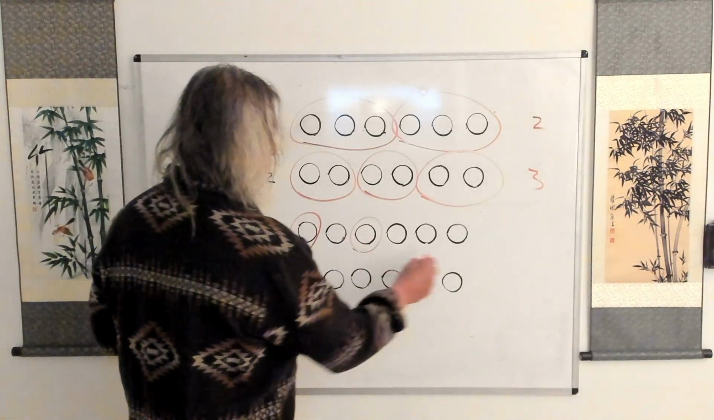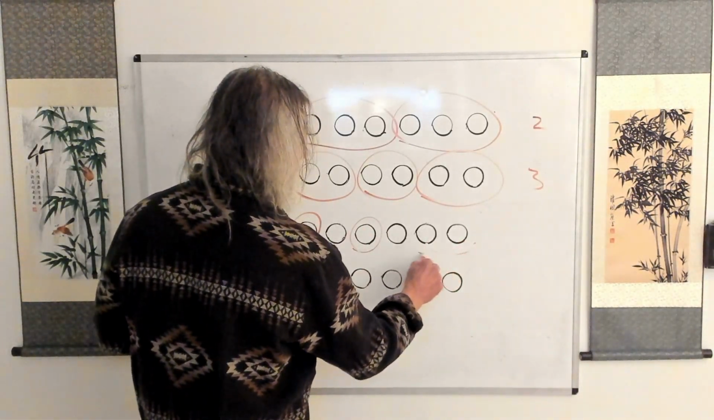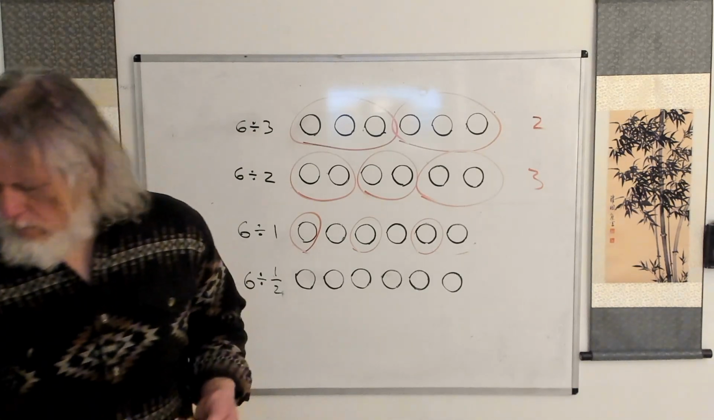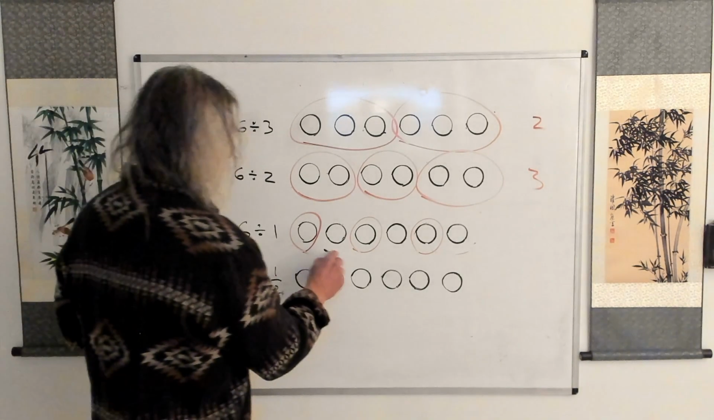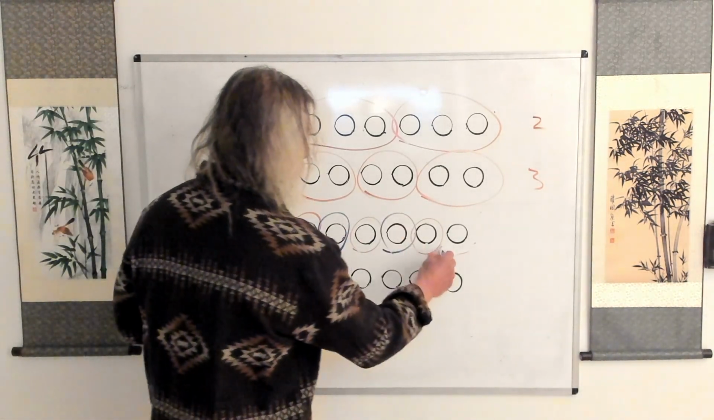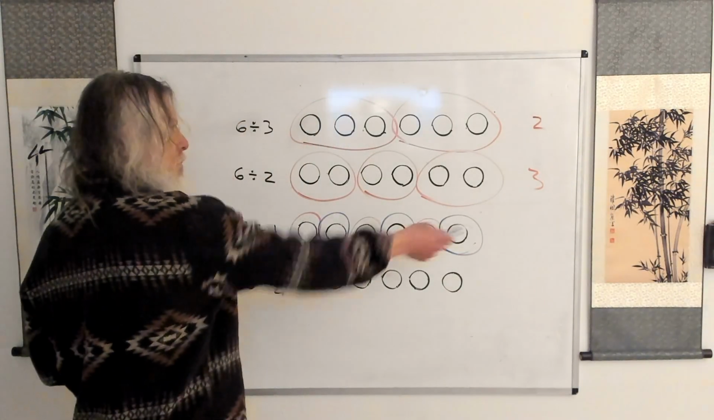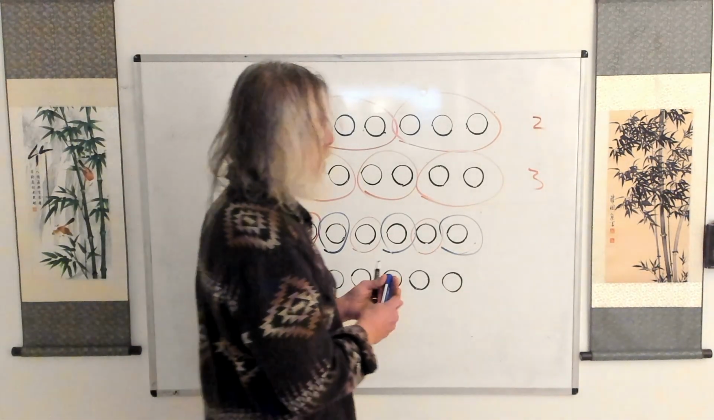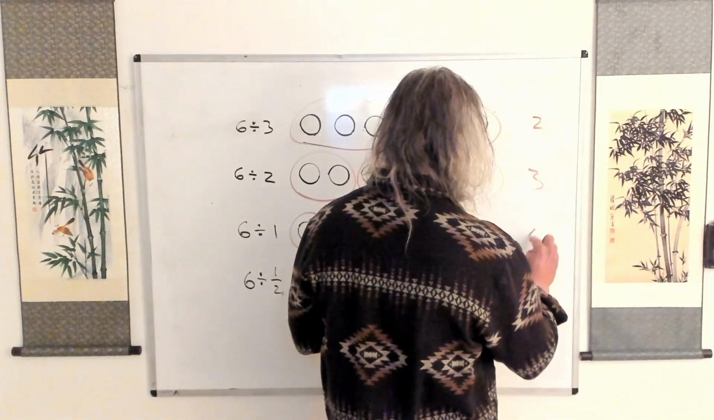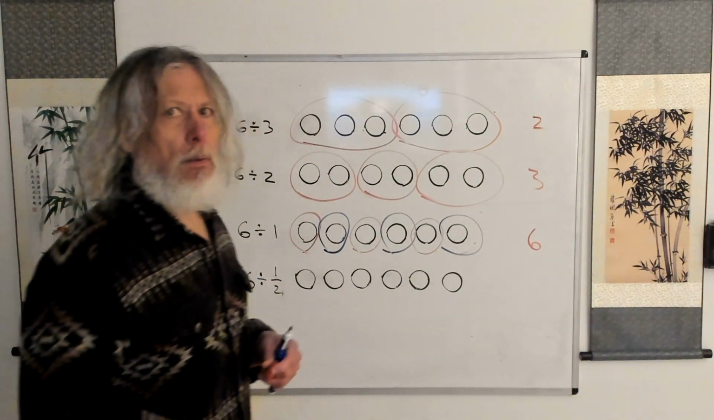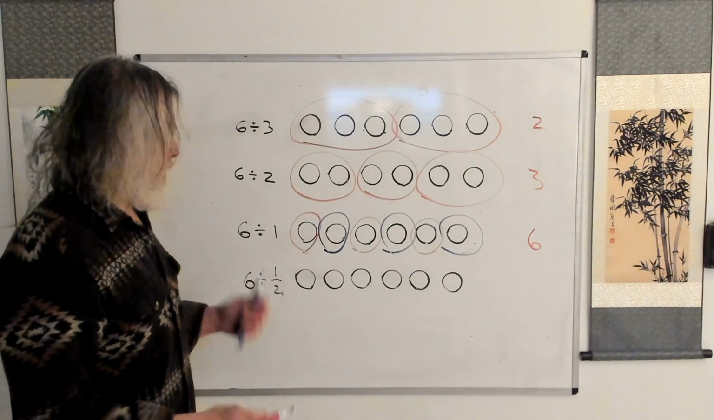1, 1, 1. We got 6. 1 in each group means 6 groups.